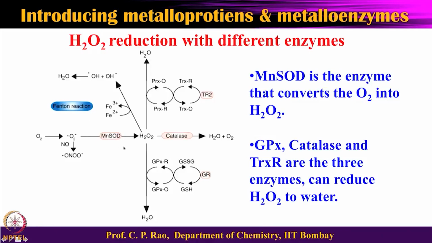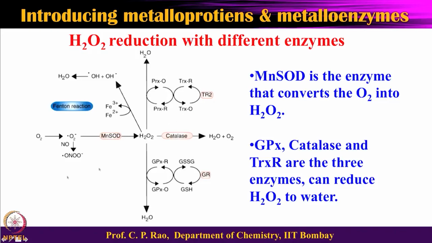And if not, the metal ions present in the body, like transition metal ions, particularly iron and even copper, can convert this into a hydroxyl radical, and this reaction is called the Fenton reaction. The hydroxyl radical is much more dangerous than even H2O2, so it has to be removed. One method is by catalase, the other is by glutathione peroxidase. Both of these are involved.